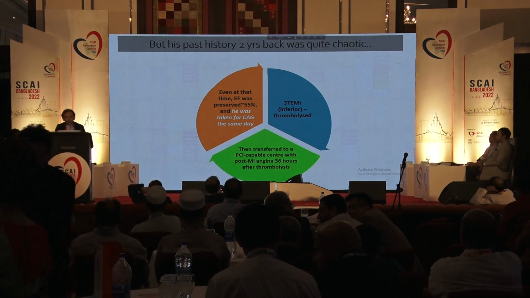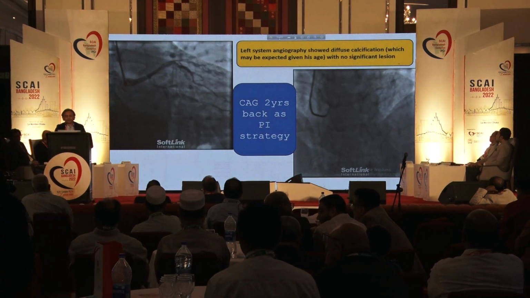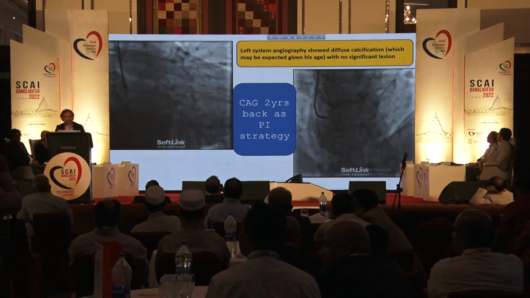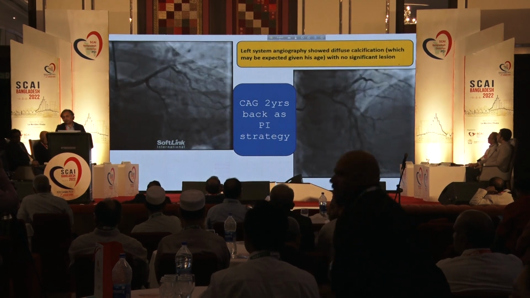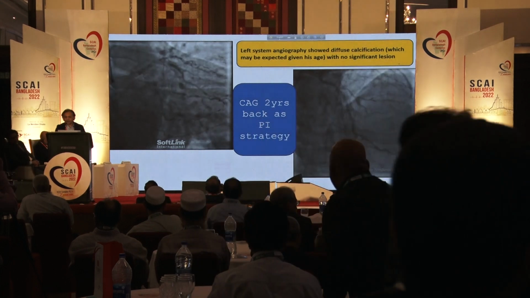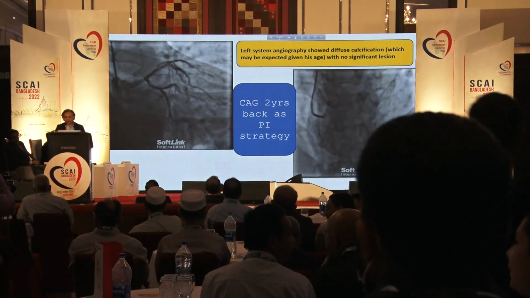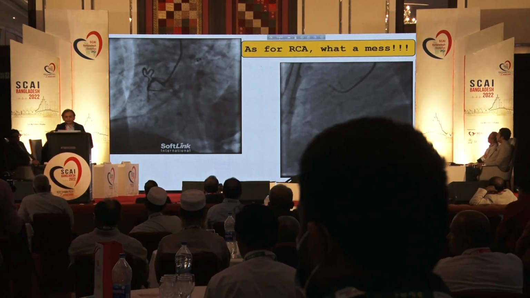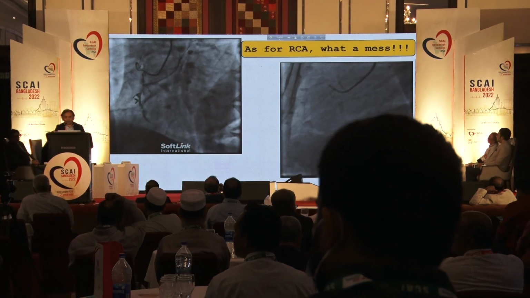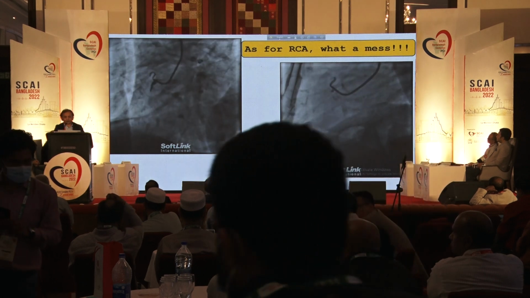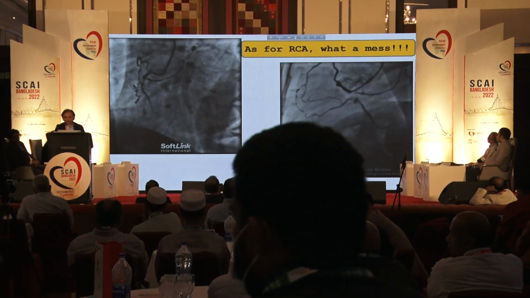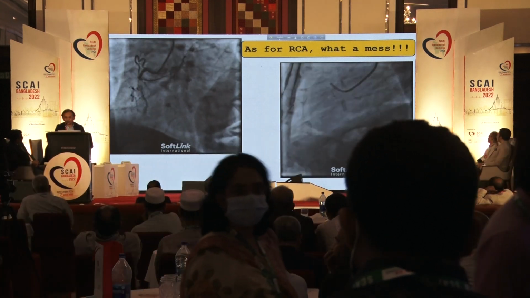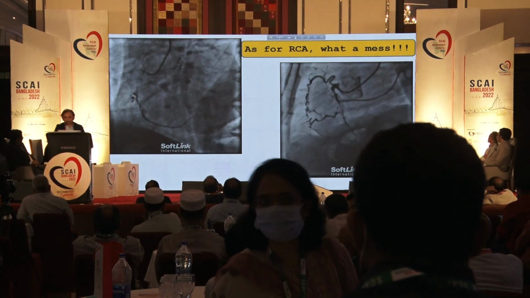If you see the angiogram, the left system angiographically showed diffuse calcification, which is expected for a 70 or more than 70 plus old patient, but with no significant lesions. At the same time, if you see the right system, which we are expecting because the patient had an inferior MI, you see what a mess there is. It's a tight lesion, almost totally occluded, but there is a flow.